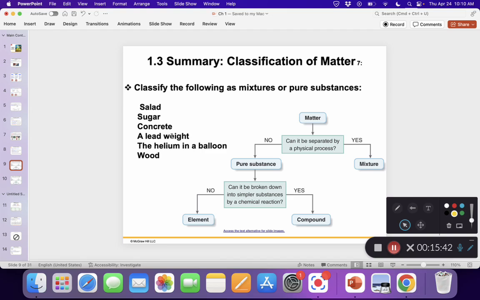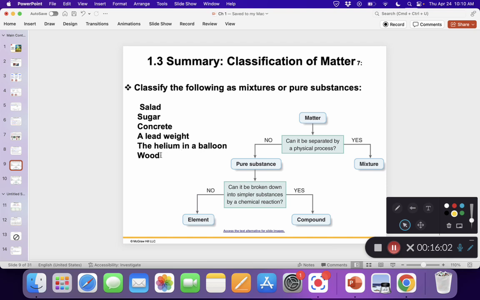A lead weight has all the metal lead in it. It is an element. So actually you will see later on the periodic table, it will have 118 elements in it. All these are the elements. The helium in the balloon. The helium is also an element.